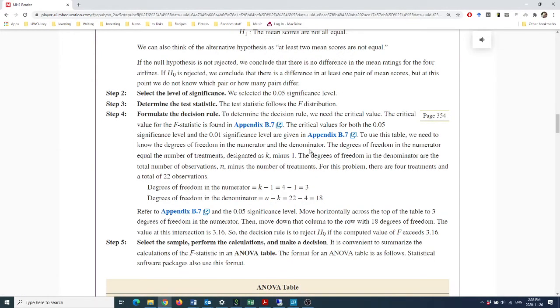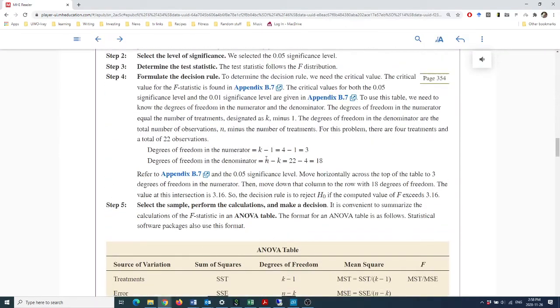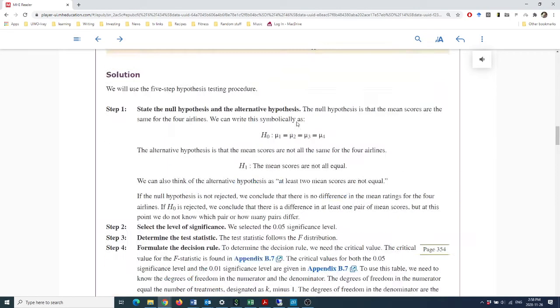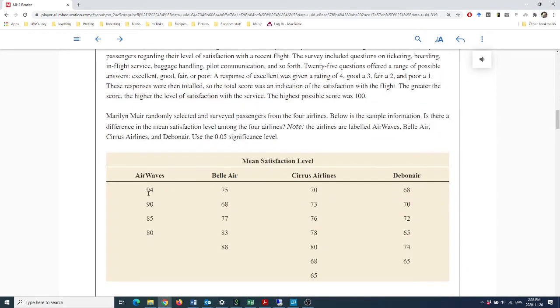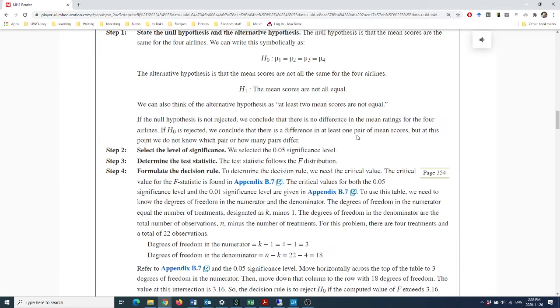And the denominator is within each sample in some sense. The denominator is N minus K. Okay, so total number of observations minus the number of groups. So here the total number of observations are 4 plus 5 plus 7 plus 6. What's that? 9 plus 7, 16, 16 plus 6, 22. There are 22 observations here, and there are 4 groups. So it's going to be 22 minus 4, that is 18, and that is the denominator.